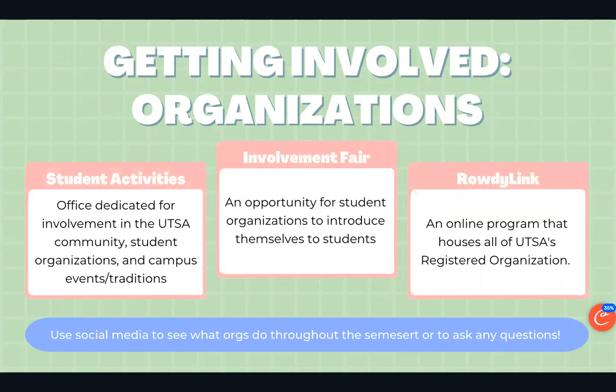And lastly, we have RowdyLink. This is an online program that houses all of UTSA's registered organizations. In a couple slides, you'll see how that looks. But basically, RowdyLink is where you'll go to find any and every organization that we have and get to know a little about them.